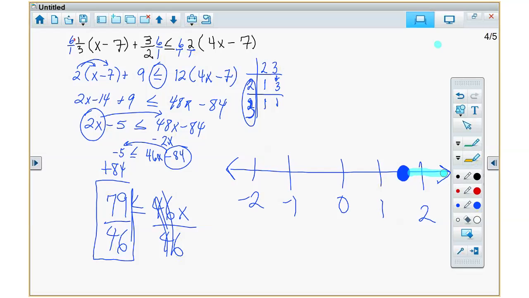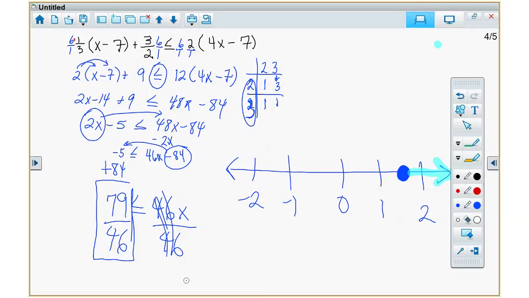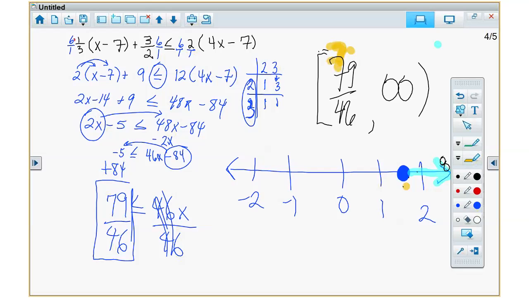So this number is right here. Okay, now how do you write that? I'm not going to worry about set builder notation. But interval notation, we start at what? 79 over 46. And we go to what? Infinity. What always goes on infinity? And what goes on this guy? Right. And that's your answer. That's your location. Okay?